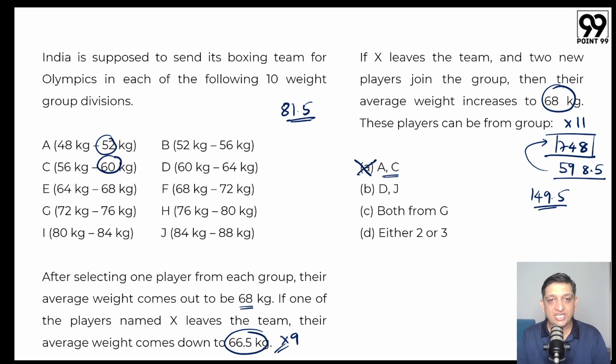What about D plus J? The maximum weight of someone from block D or division D is going to be 64, and the maximum weight of someone from division J is going to be 88. 88 plus 64 is comfortably going to give us 152. So definitely 149.5 is going to be possible. If both the people are from G, then the total weight can be 76 plus 76, that is 152. So even this is possible, and because of which we will go with option D, that is either 2 or 3. So either these players can be from the group D, J, or both of them can be from this group G that we have.